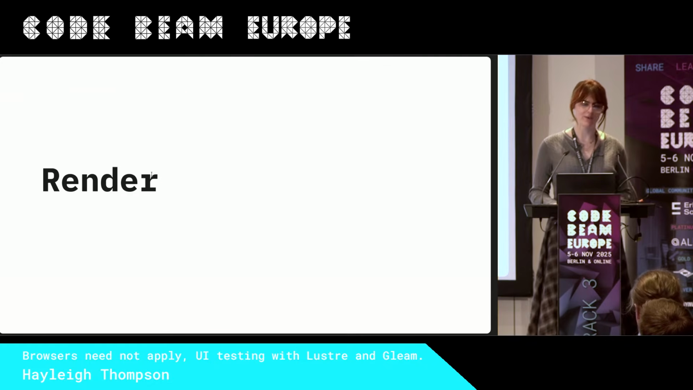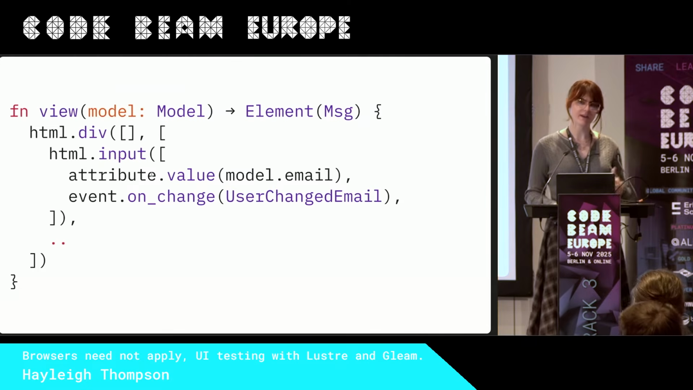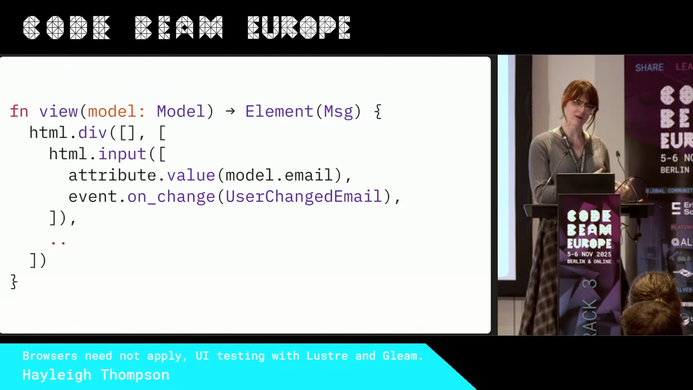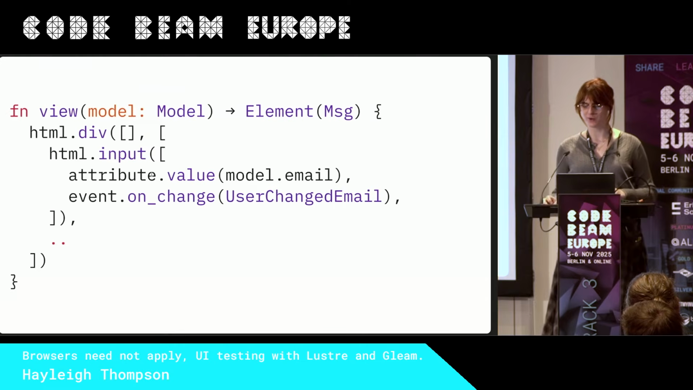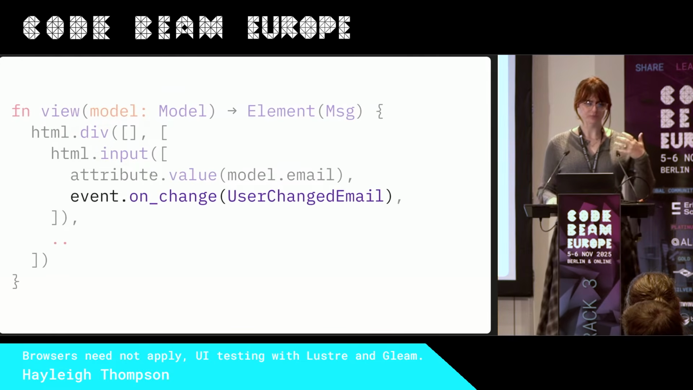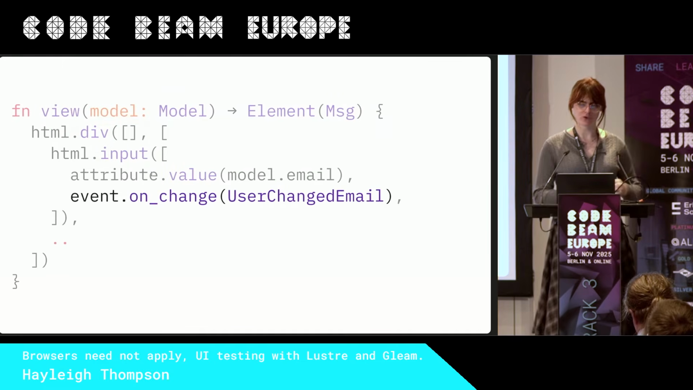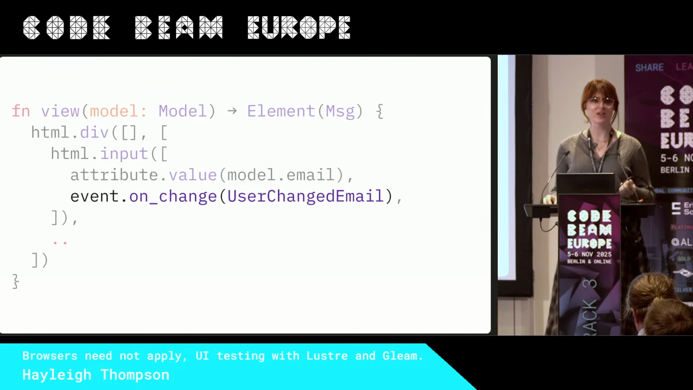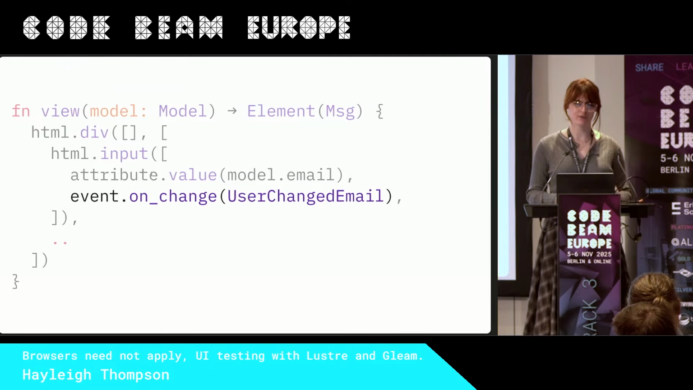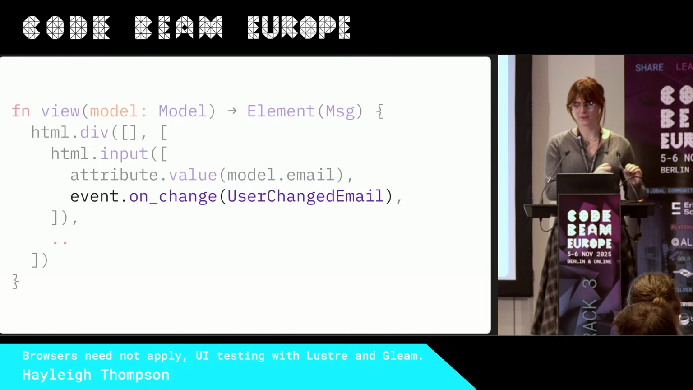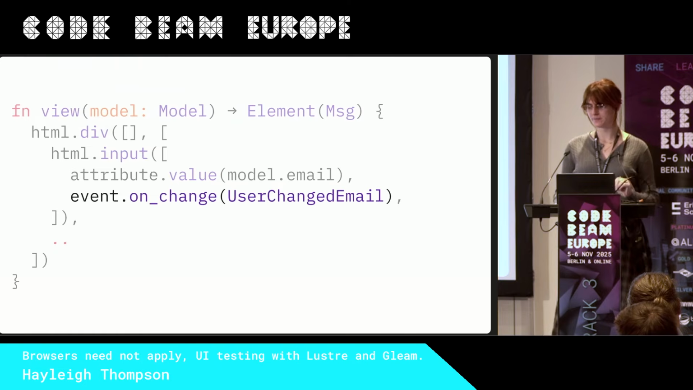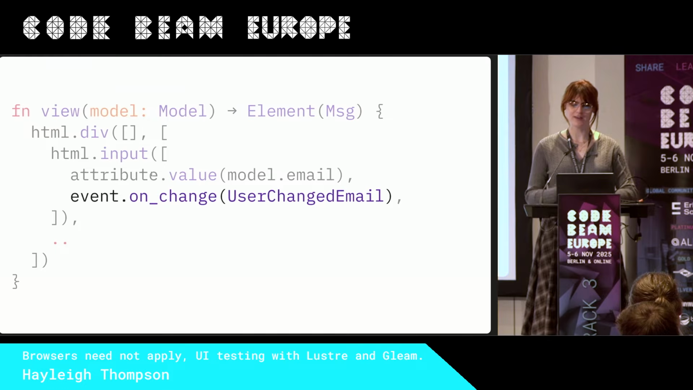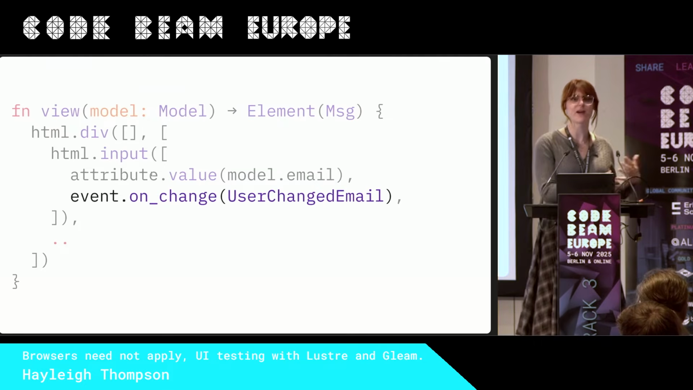And then, of course, finally, we have how we do rendering. Now, in Lustre, there's no templating language, there's no extra markup language. Here we're purely in the world of functional programming. And that means we're constructing HTML through function calls. And when we want to emit events, handle input changes or clicks, we're not going to write that code directly in our markup. Instead, we're going to dispatch one of those messages. So in this case, when the user types something into this input field, we're going to send a user changed email message with the new value that they've typed in.